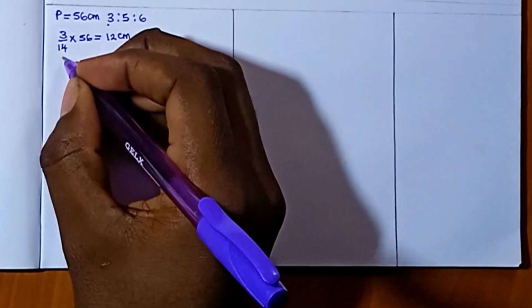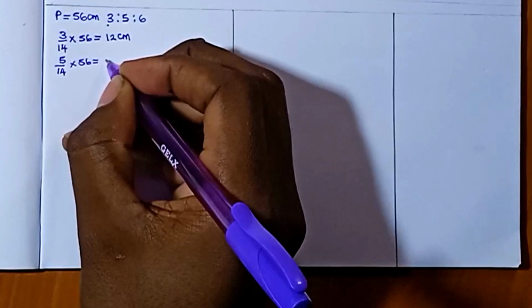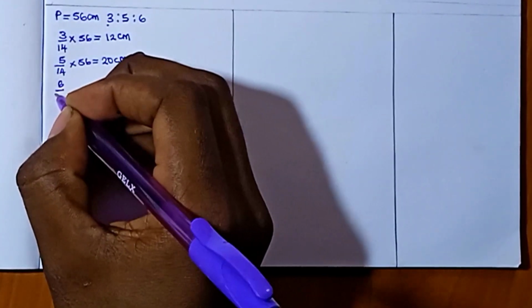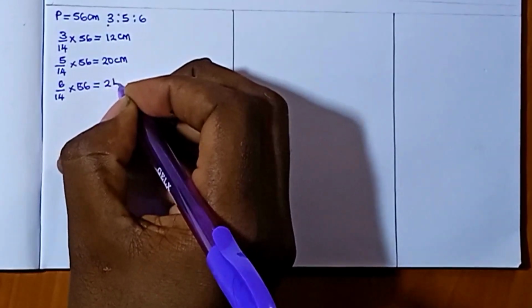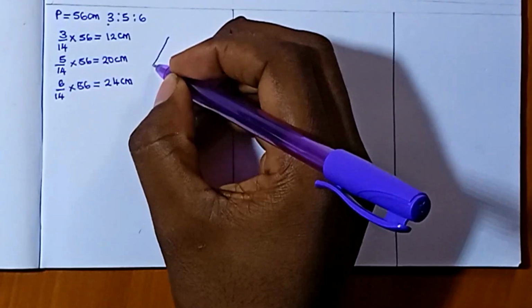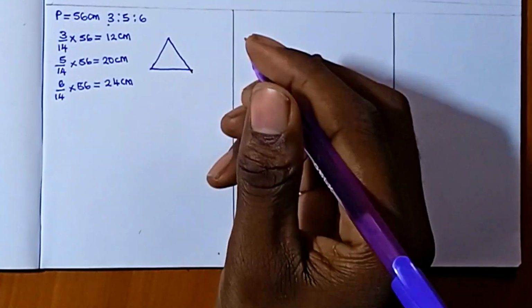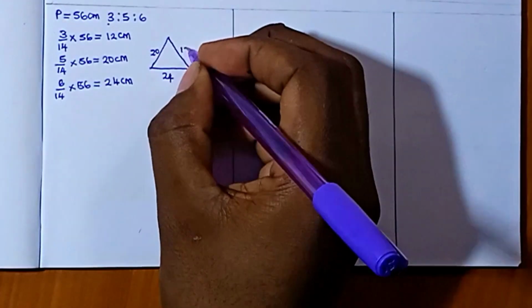And the next one is 5 over 14 times 56, which is equal to 20 centimeters. And the last one is 6 over 14 times 56, which equals 24 centimeters. So these are the dimensions of that triangle. You can have a sketch, so let's say 24, 20 and 12.